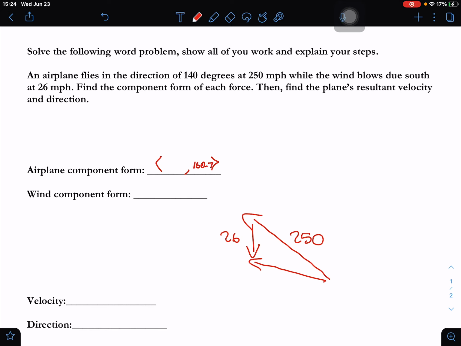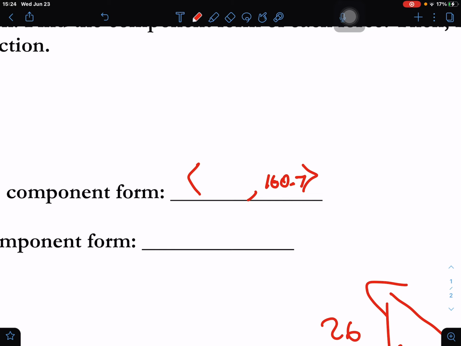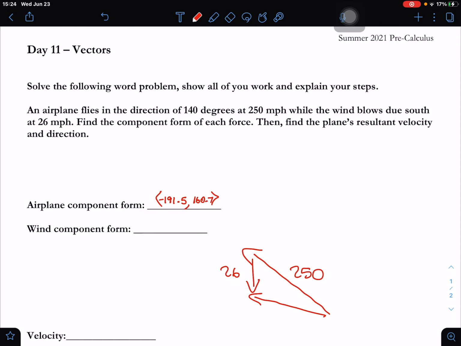That's pretty hard to read, but hopefully you can see it. And then for the x value, we have to do cosine of 140 and then multiply that times 250. And for that one, we get roughly negative 191.5. Negative 191.5. And that's our component form for the airplane.